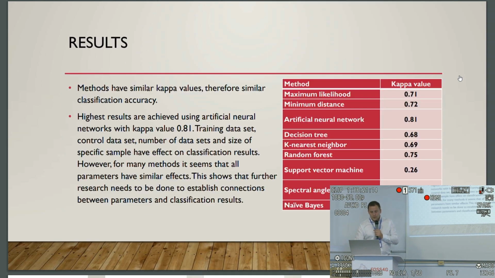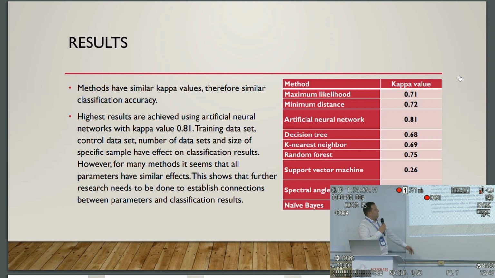Okay. So the methods have similar kappa values, therefore we could conclude that they have similar accuracy. Higher results were achieved using artificial neural networks, but the results are highly affected by the training data set, the number of training data sets, the control data sets, and the size of the specific data set or sample, which have a great effect on classification results.